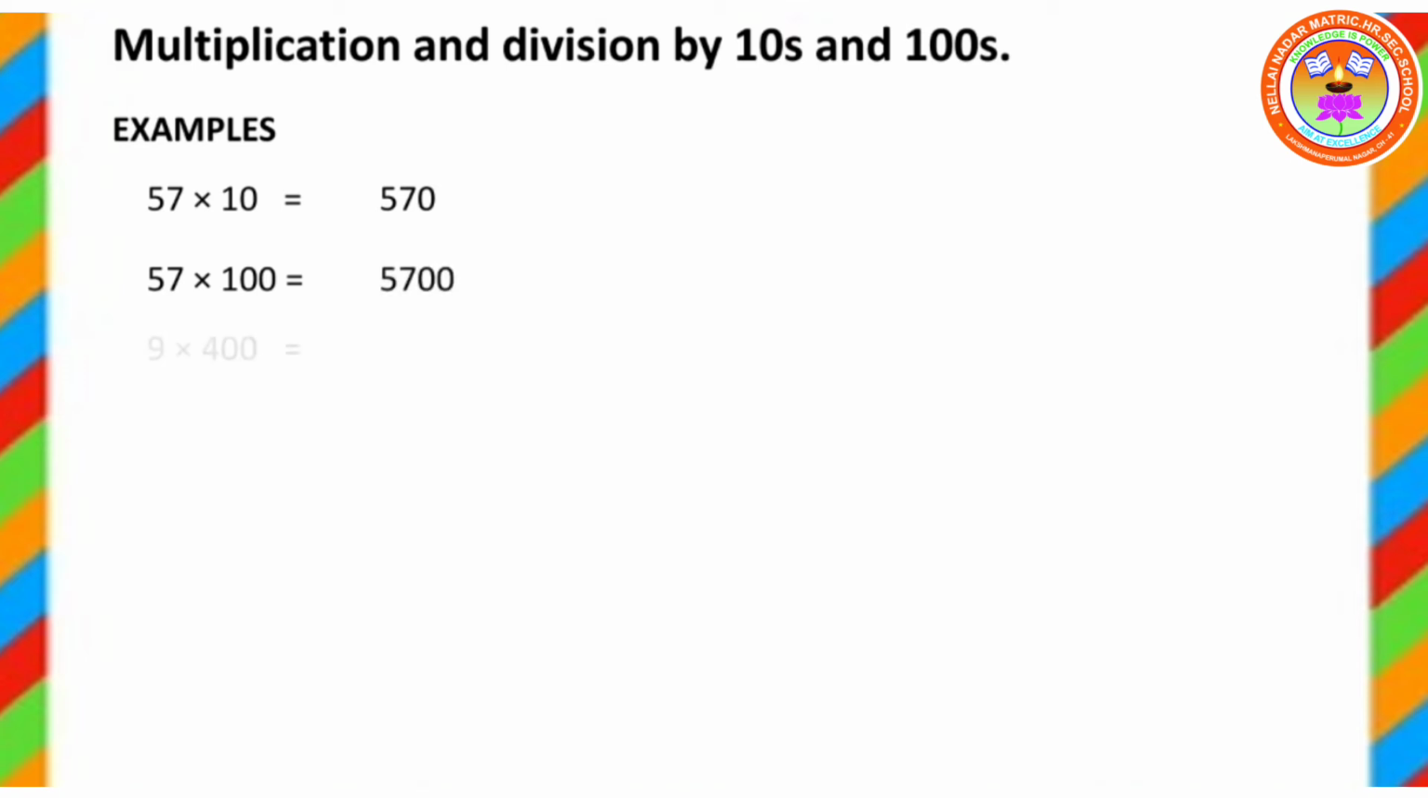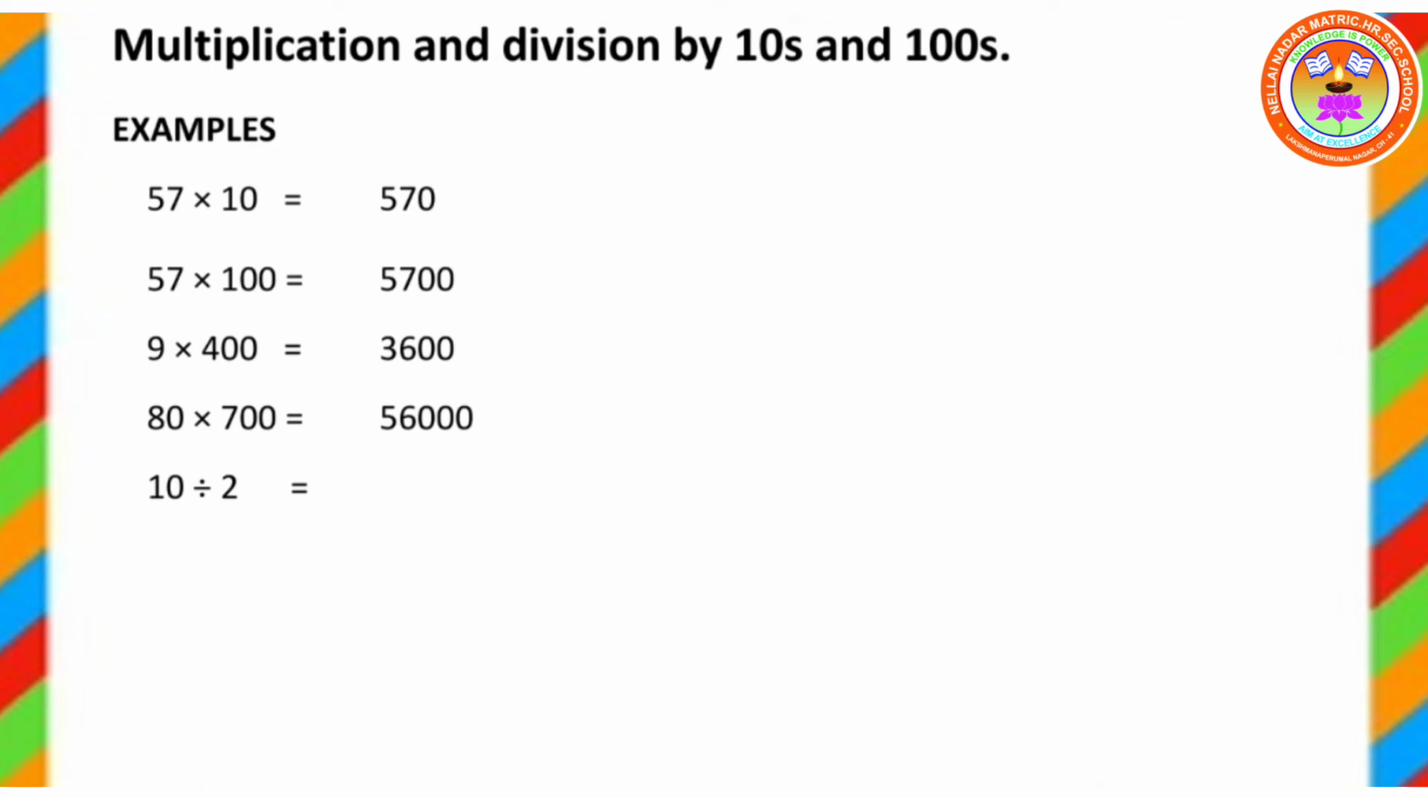5700. 9 into 400. 9 fours are 36. How many zeros? Two zeros. 36, two zeros: 3600. 80 into 700. 8 sevens are 56. How many zeros? Three zeros.